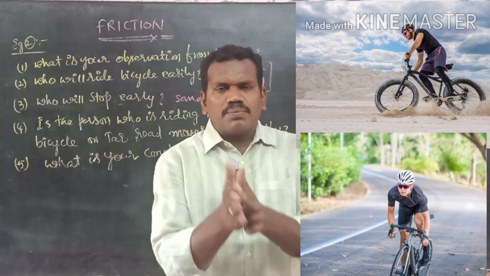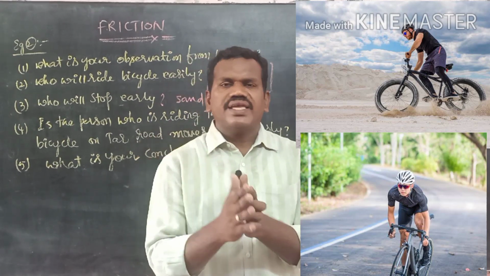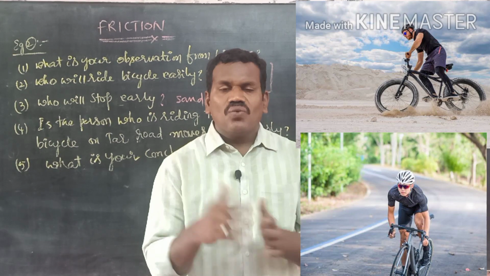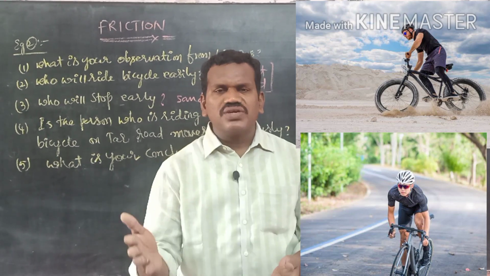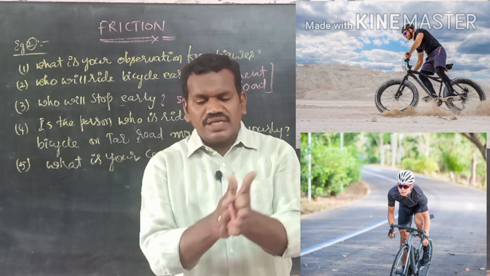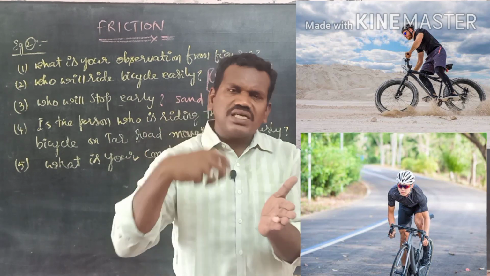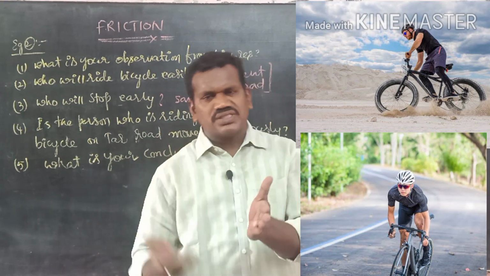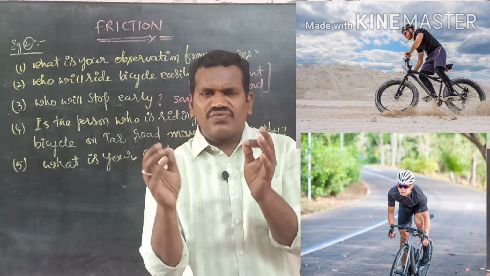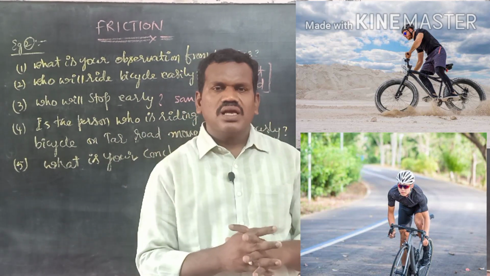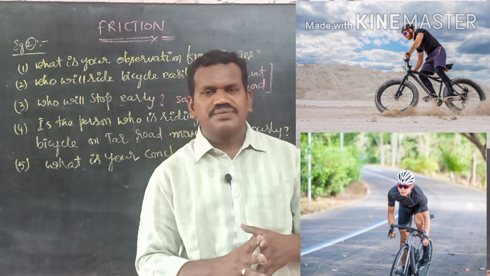If you rub both your hands, what happens? Some amount of heat will be generated. Why is the heat generated? Because of the opposing force that you applied. We are applying the force like this, then some resulting force will be applied in the opposite direction because of the contact. So frictional force is a contact force, and the opposing force we can't see, but it exists.